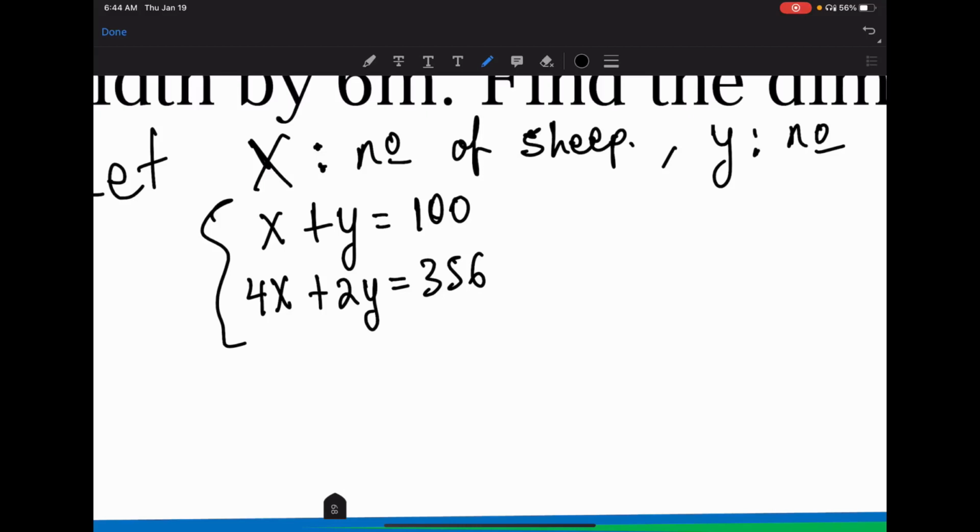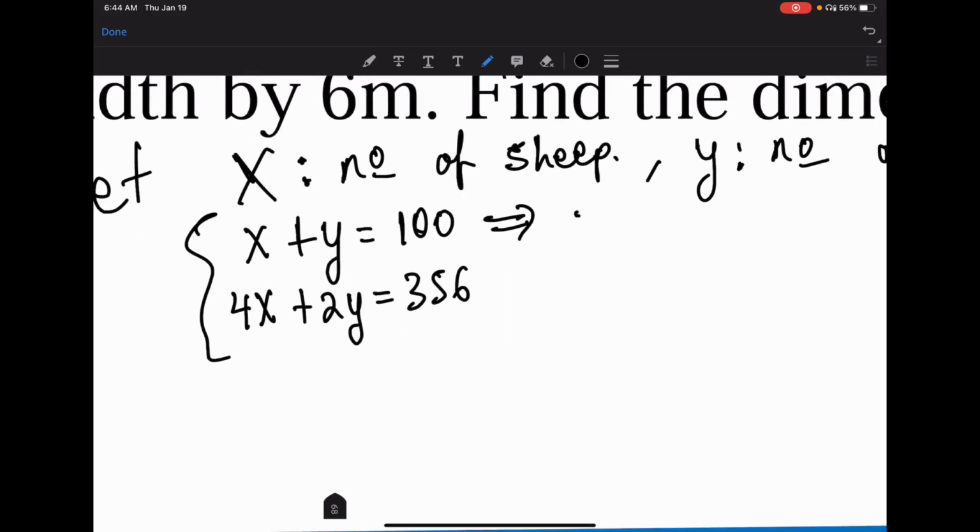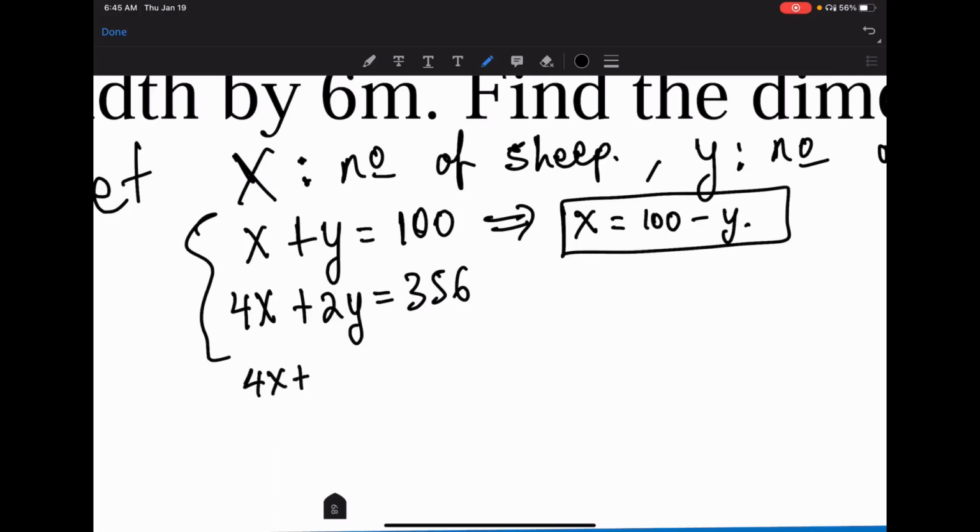How do we do this? Good. From the first equation, what do we do? We isolate x. x is equal to 100 minus y. When we subtract y from both sides of the first equation we get this: x equals 100 minus y. Then we replace x with 100 minus y in the second equation. What is the second equation? 4x plus 2y is equal to 356.